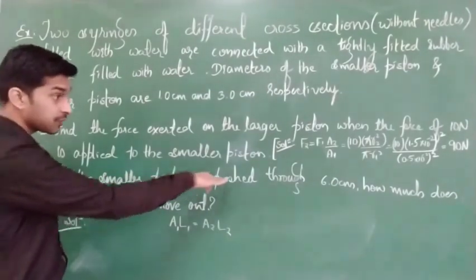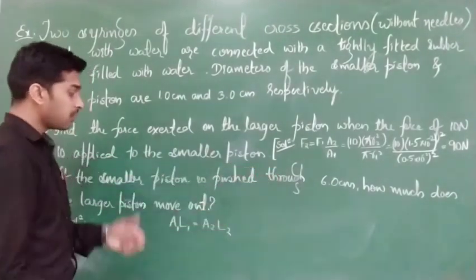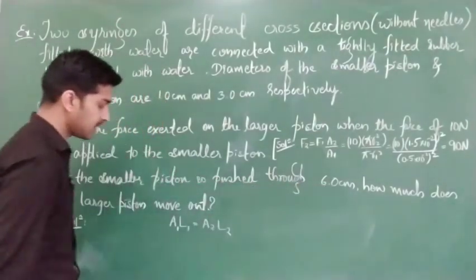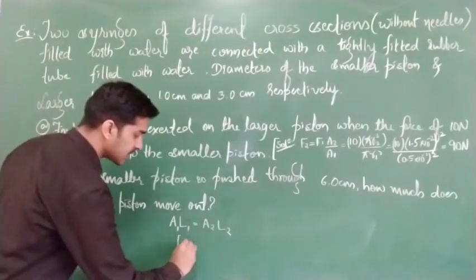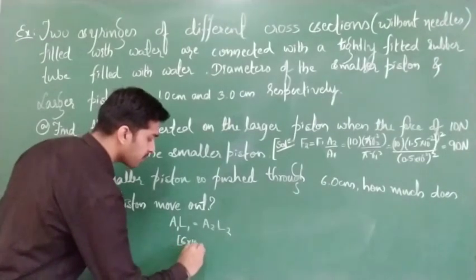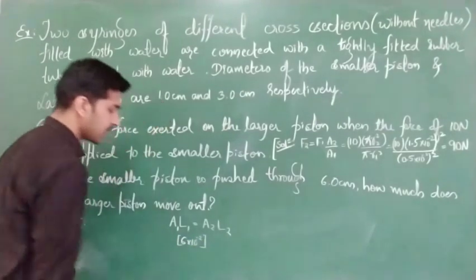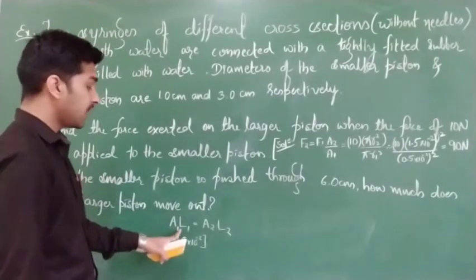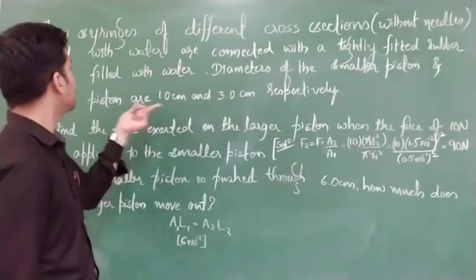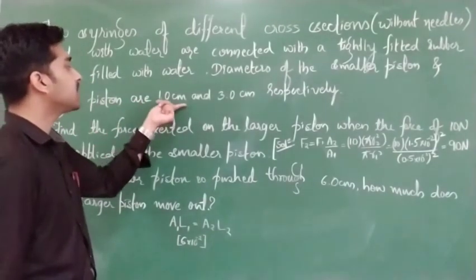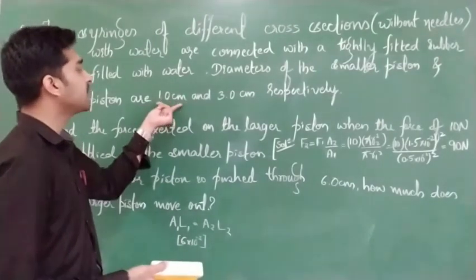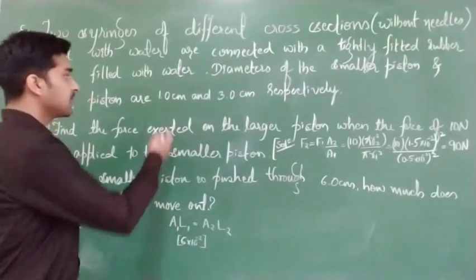If the smaller piston is pushed through 6 centimeters, smaller piston, that means L1 value will be 6 centimeter. Clear? L1 value will be what? 6 into 10 to the power of minus 2 centimeter. Okay? Area A1, how we can calculate A1? Here A1 is nothing but cross sectional area for smaller piston. For smaller piston, diameter they had given, that is nothing but 1 centimeter.